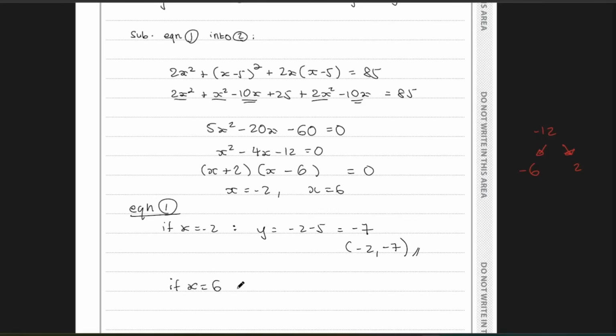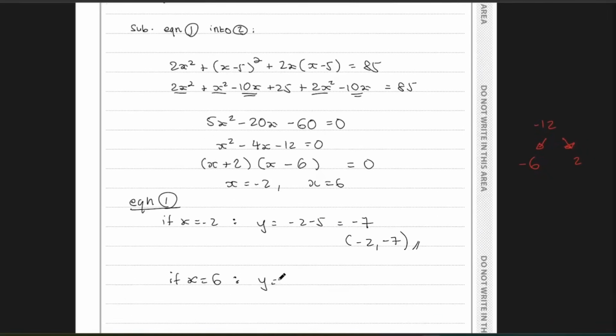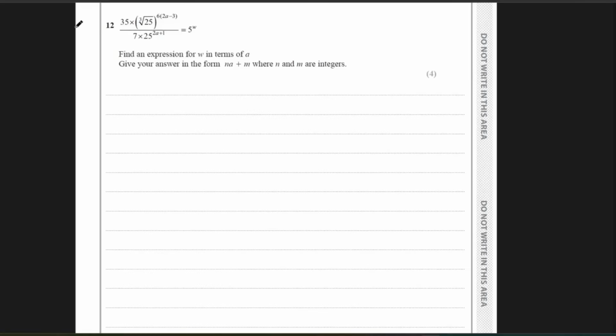If x is equal to 6, y is equal to x minus 5, which is 6 minus 5, and we get 1. And this leads to coordinates 6 comma 1. And that's the answer. Okay, let's look at question 12.